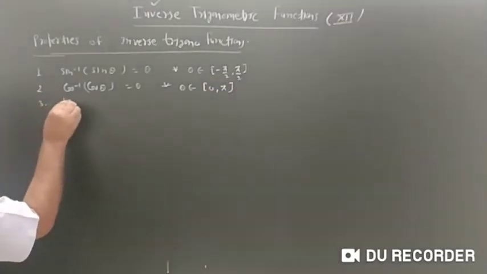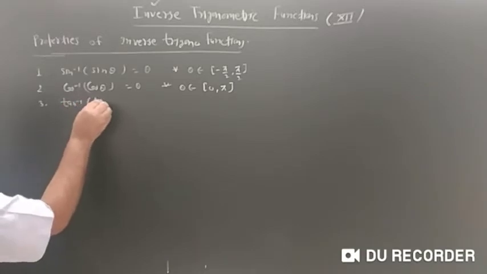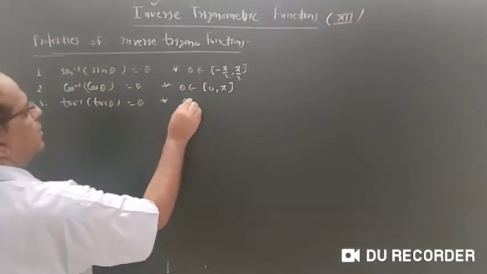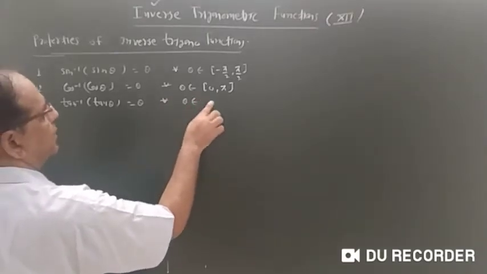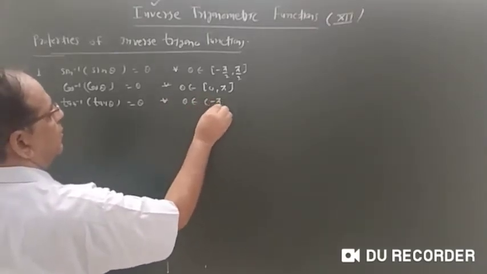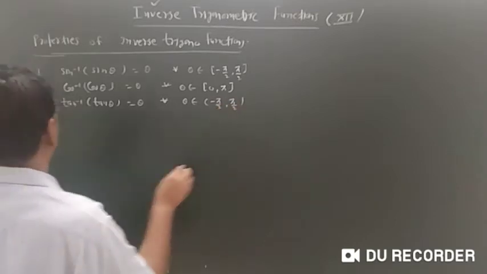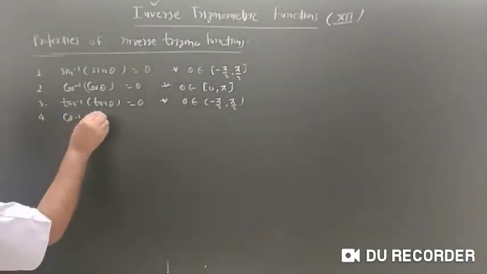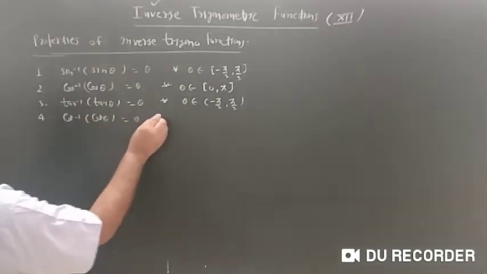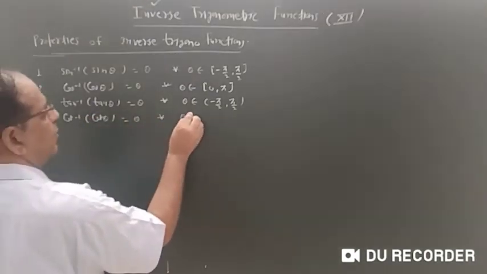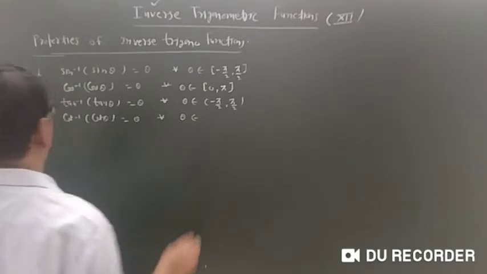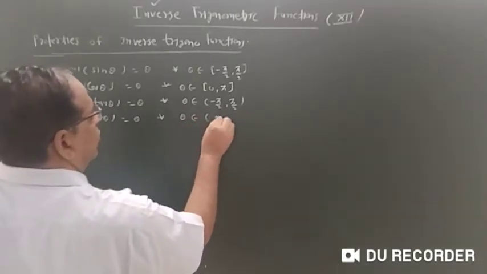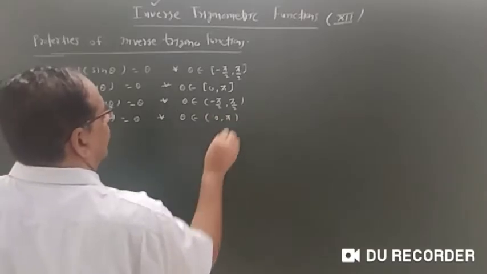Third, tan inverse tan theta equals theta for every theta belonging to the open interval minus pi by 2 to pi by 2. Fourth, cot inverse cot theta again equals theta for every theta belonging to the open interval 0 to pi.